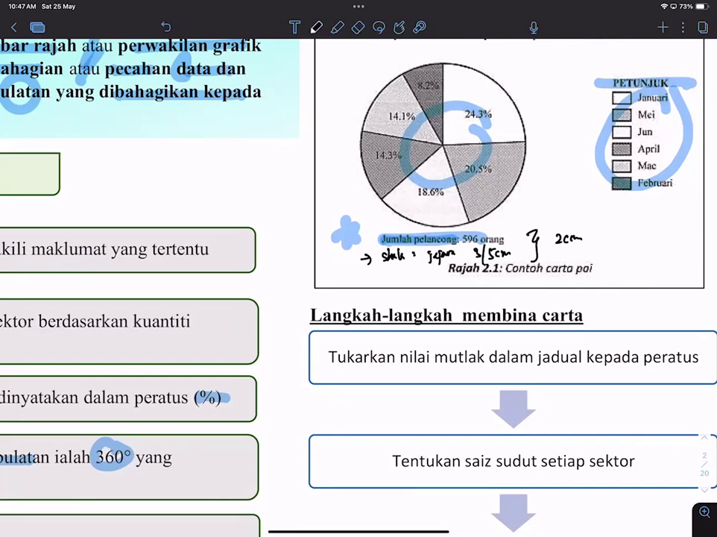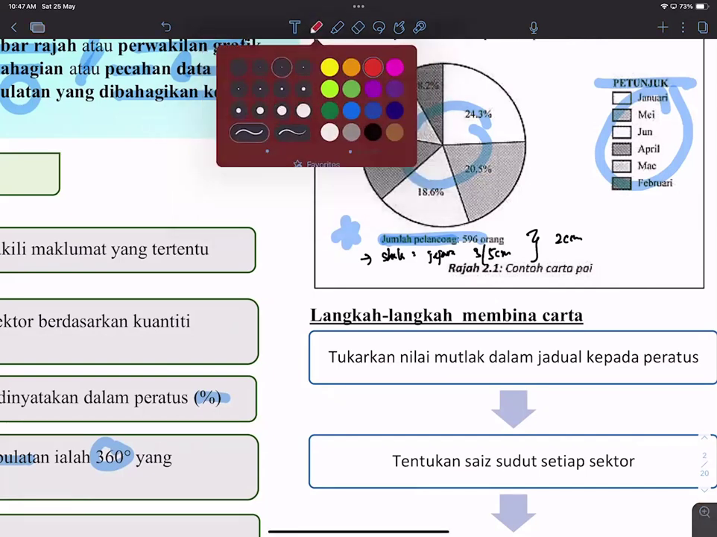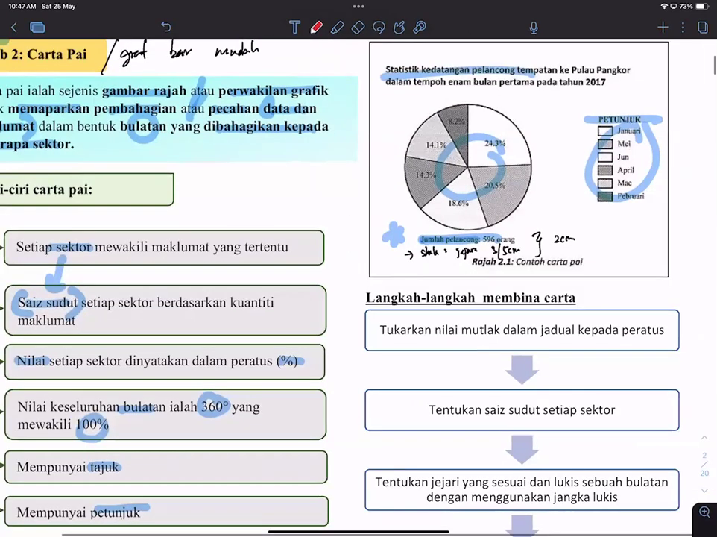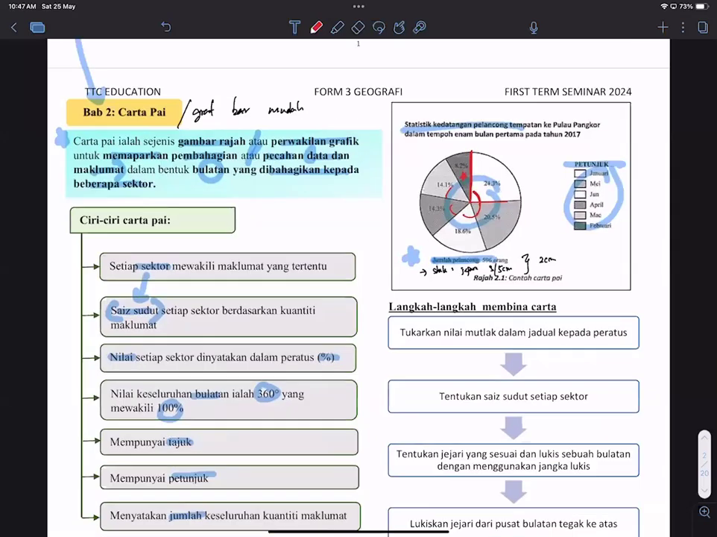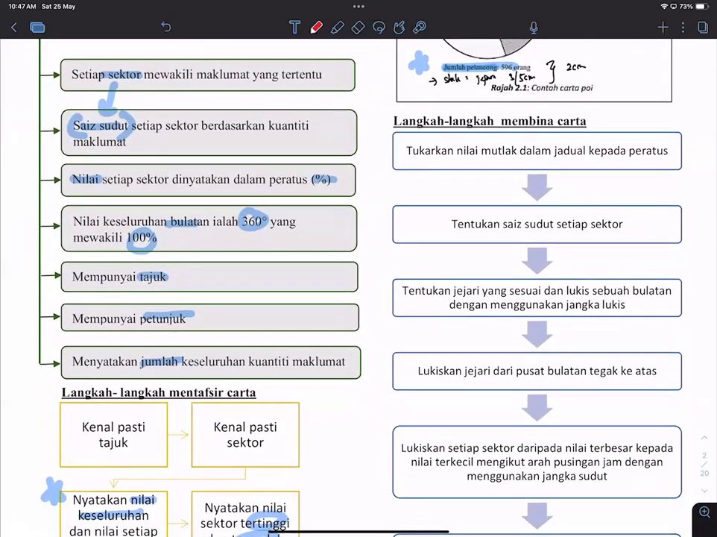And then, guys, if you have a highlighter, or a red pen is better, always prepare your bulatan for the pie chart starting from 12 o'clock. Always starting from 12 o'clock. That's why your first data will be the largest one, followed by the second largest, the third, the fourth, the fifth, and then the last one. Okay, from the jadual. So done for the petunjuk and then the jumlah quantity.